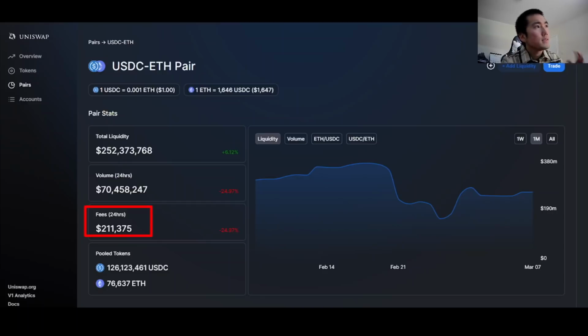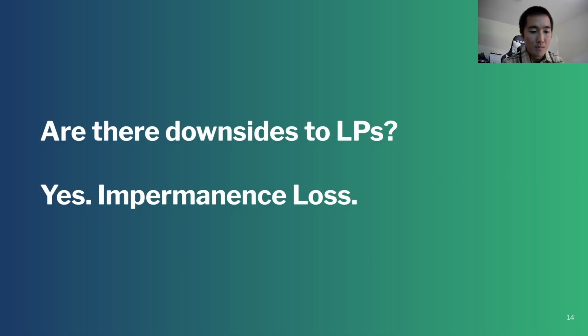So let's say I'm a whale and I have $25 million worth of liquidity that I provide into this particular pool. Well, because the total liquidity is $250 million, I own roughly 10% of the pool. So that means I'm entitled to 10% of the fees. So if I had $25 million and I provided liquidity, then I would earn $21,000 of fees in the last 24 hours, right? So that's kind of how it works. It sounds like free money, but are there any downsides, right? Yes, there's always downside. There's no such thing as a free lunch.